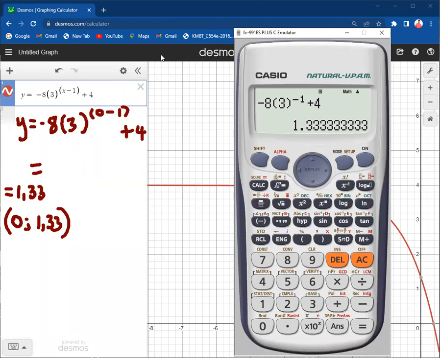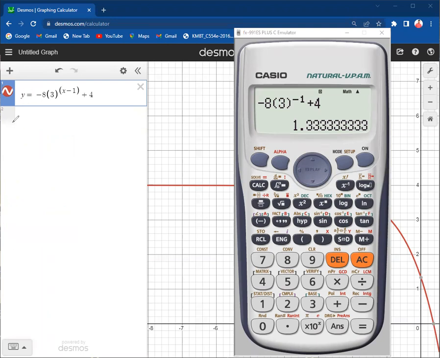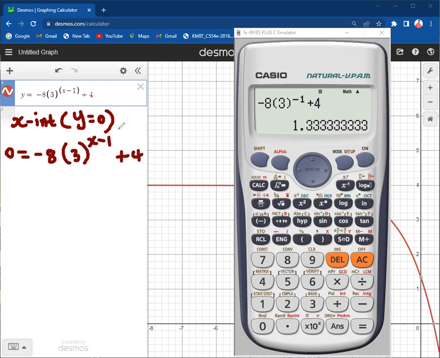So now we're going to do the x-intercept. For the x-intercept, remember, y must be 0. So I see y, I'm going to put 0. So I have 0 equals -8, 3, then I have x minus 1 plus 4, right?